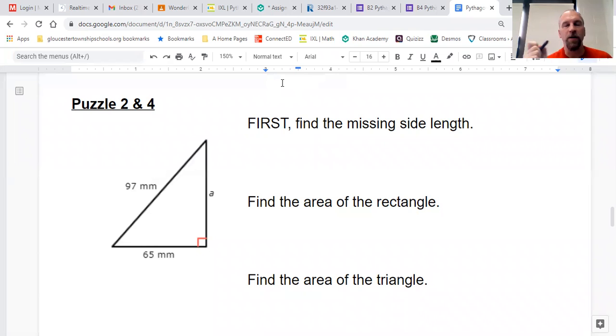So in puzzles 2 and 4, a couple of you guys are struggling between the difference of area of rectangle, area of triangle, and what sides you were given. In puzzle 2, you were always given a triangle with both legs. And in puzzle 3, you were given a leg and a hypotenuse. So I went to the harder style. I went to the leg and hypotenuse.